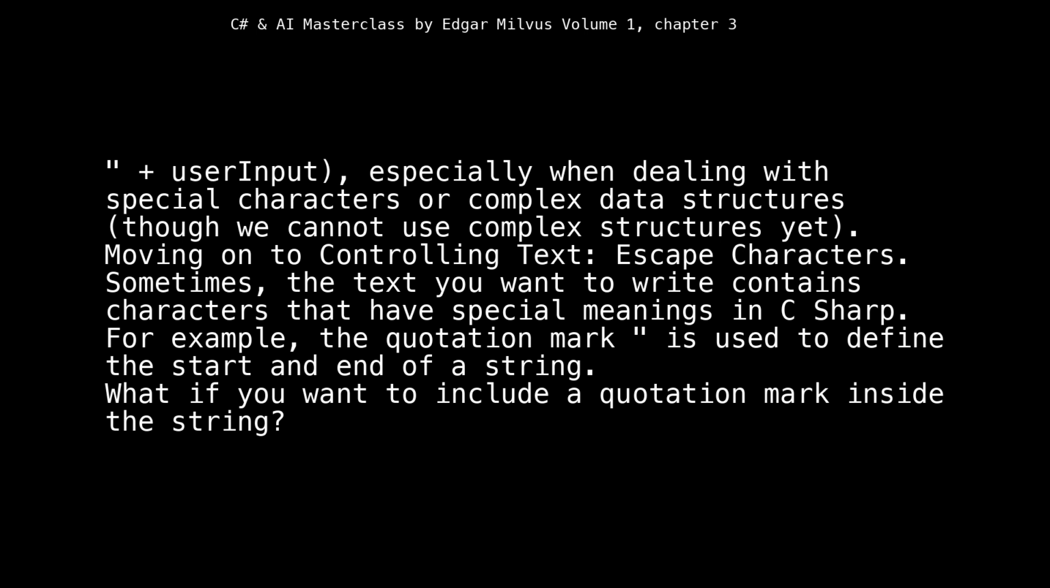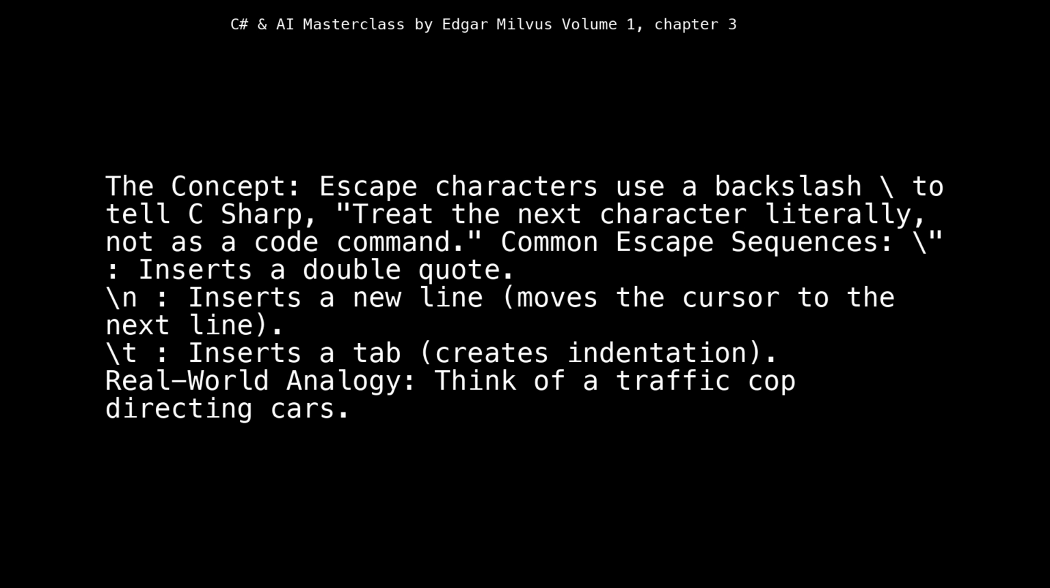Moving on to controlling text, escape characters. Sometimes, the text you want to write contains characters that have special meanings in C#. For example, the quotation mark is used to define the start and end of a string. What if you want to include a quotation mark inside the string? The concept: escape characters use a backslash to tell C#, treat the next character literally, not as a code command.